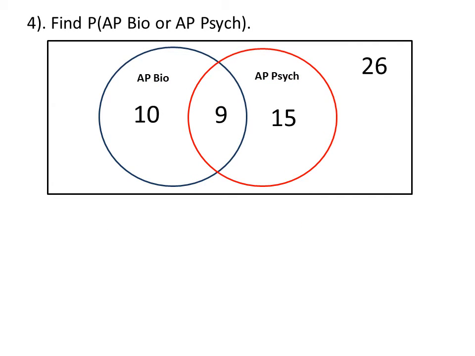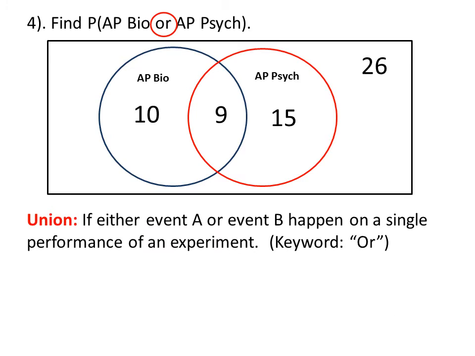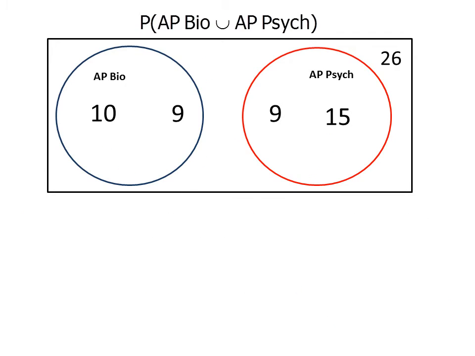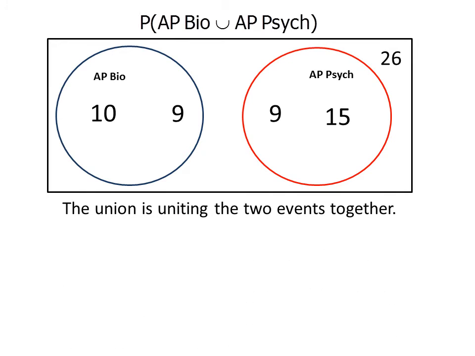Now we want to find the probability of getting an AP Bio or an AP Psych student. The key word here is or. If either event A or event B happen on a single performance of an experiment, we call this the union. The notation for this is a U. Makes sense, U for union. So this is what happens when we unite these two events.